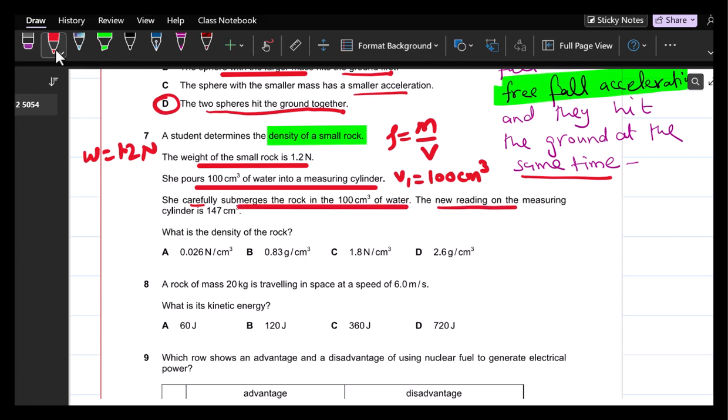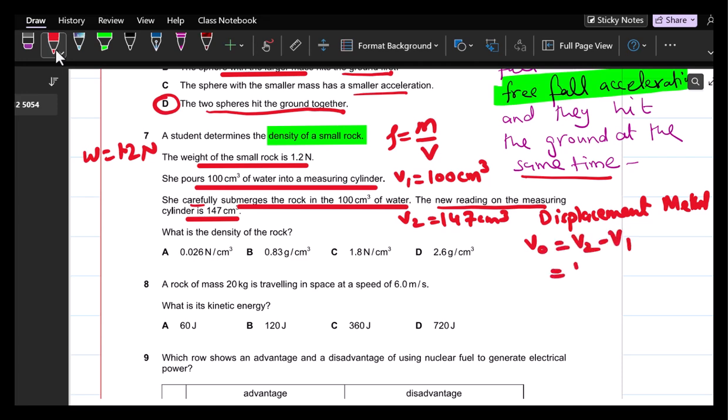The new reading on the measuring cylinder becomes 147 centimeter cube. So we will be using the displacement method. What is the displacement method? Object volume is equal to V2 minus V1. So it will be 147 minus 100. It becomes 47 centimeter cube.